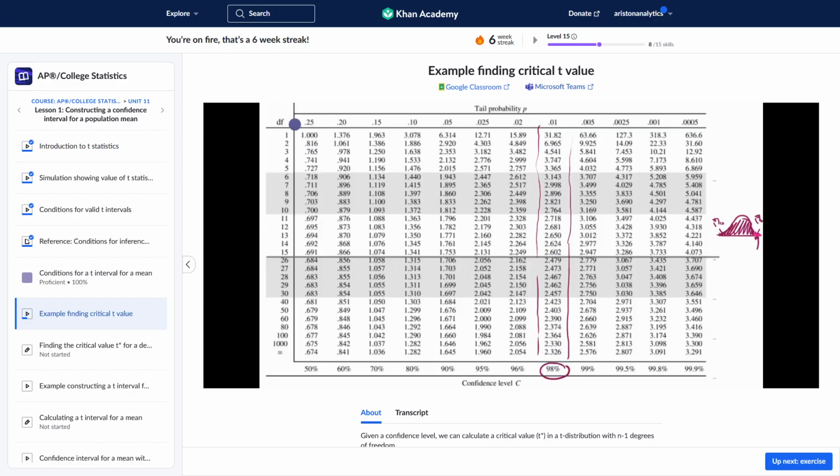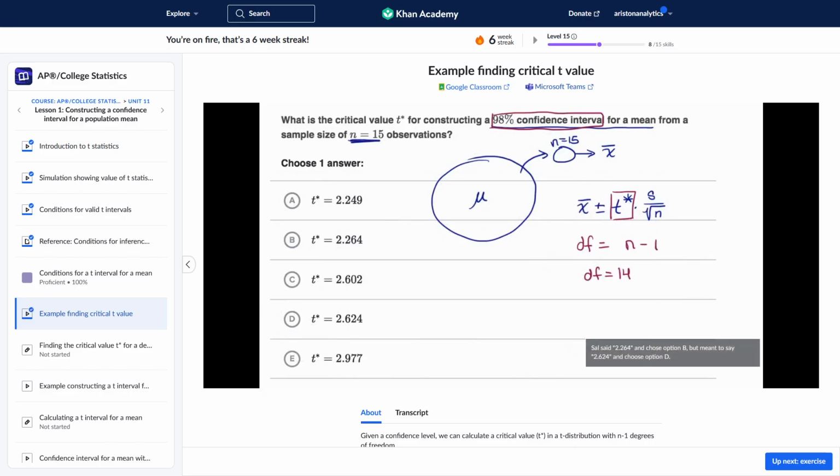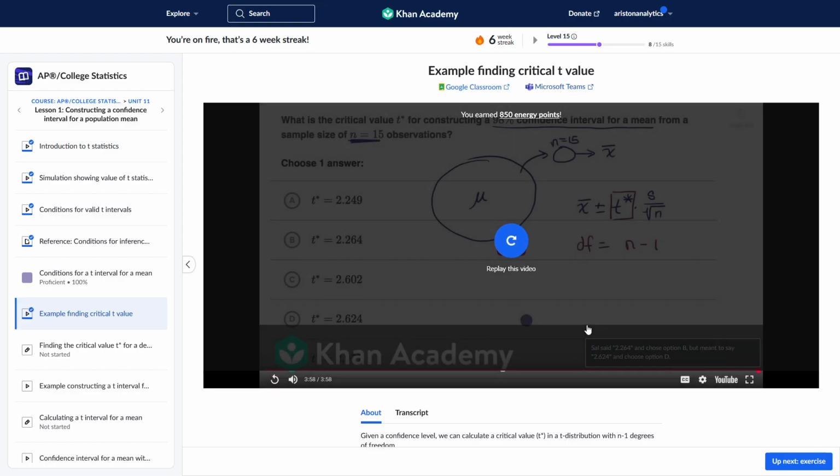And remember, our degree of freedom here is, we have 14 degrees of freedom. And so we'll look at this row right over here. And so there you have it. This is our critical t-value, 2.624. And so let's just go back here. 2.264 is this choice right over here. And we're done.